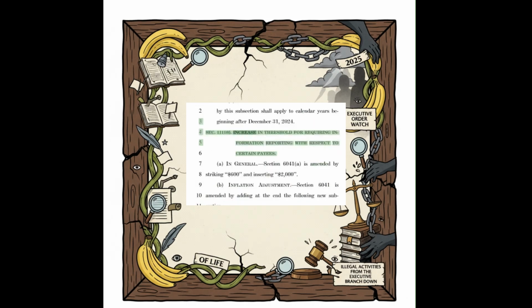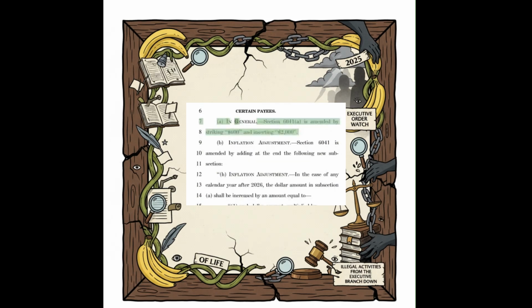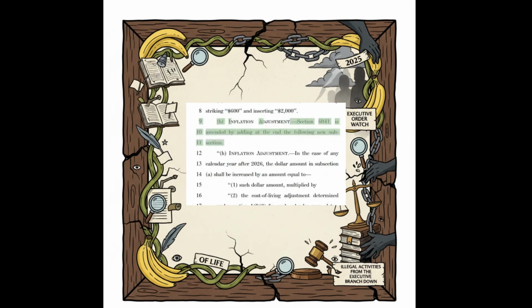SEC 11105. Increase in threshold for requiring information reporting with respect to certain payees. Section 6041 is amended by striking $600 and inserting $2,000. Section 6041 is amended by adding at the end the following new subsection.